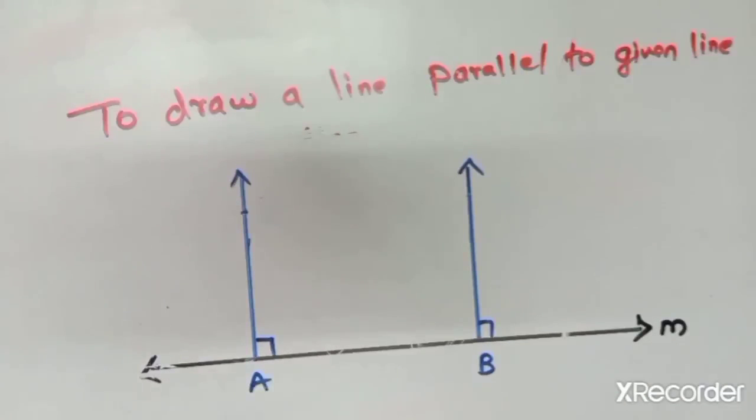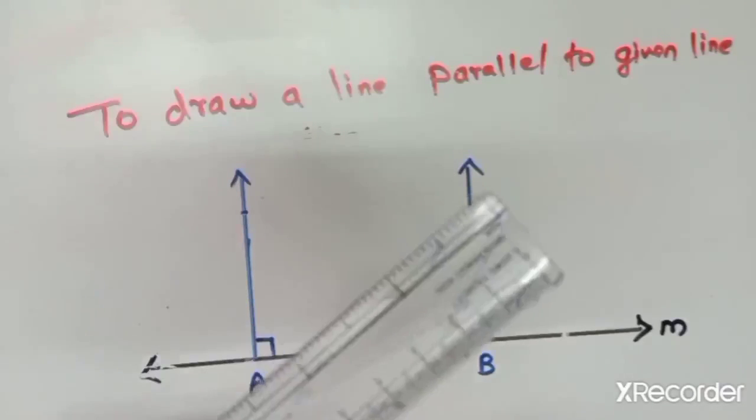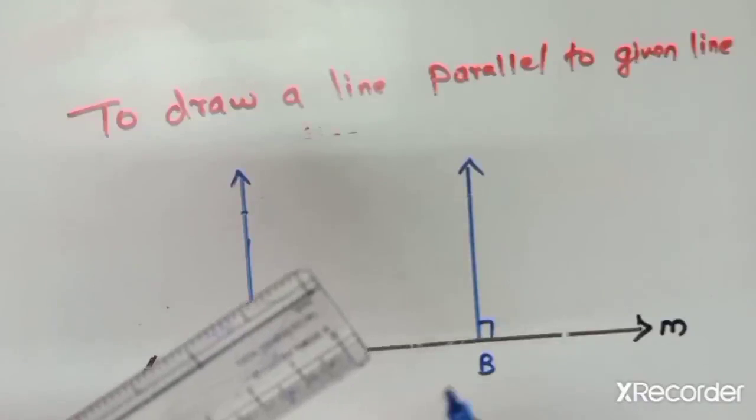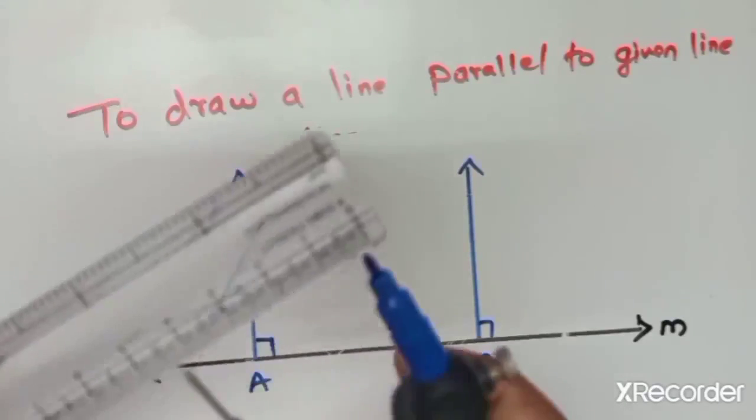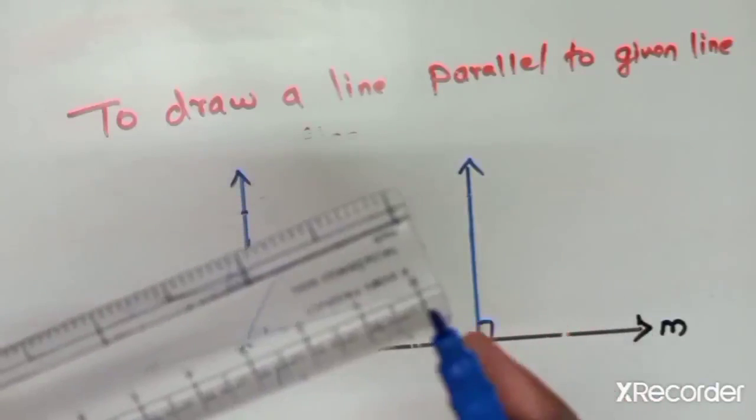Now if you have to draw a line at a distance of 3 cm from line M, then in your compass you take a distance of 3 cm. Here I am taking an approximate distance, but you take a distance of 3 cm in your compass.